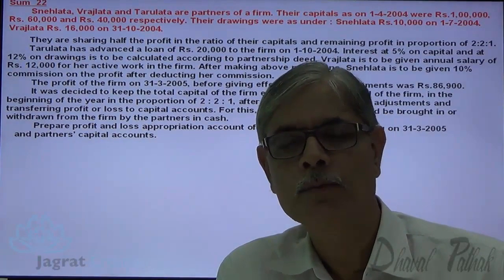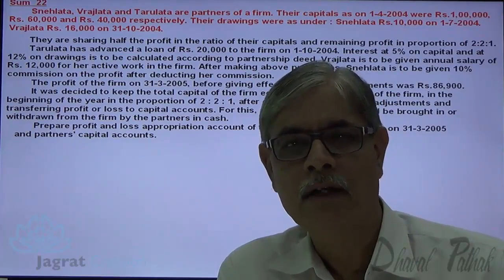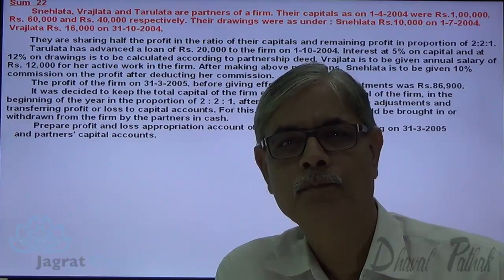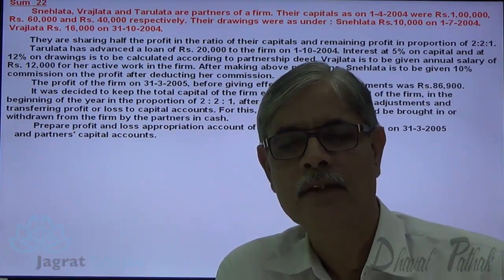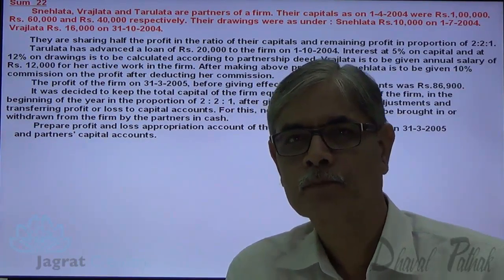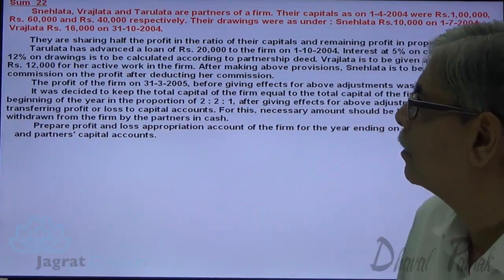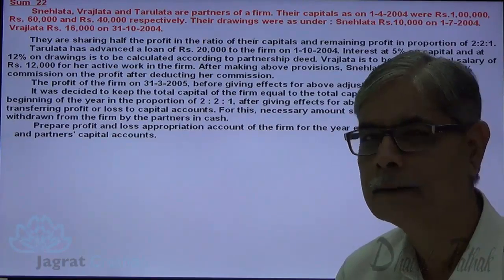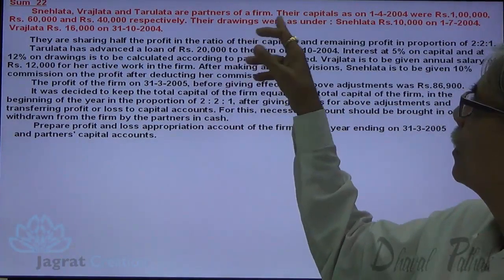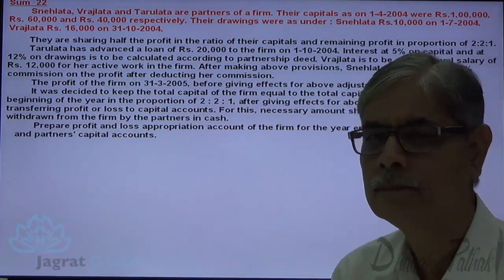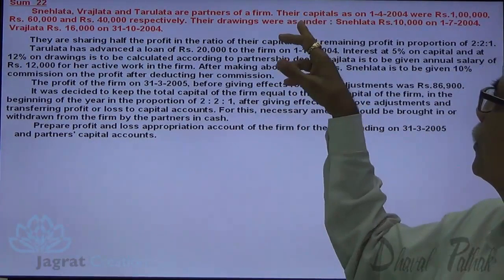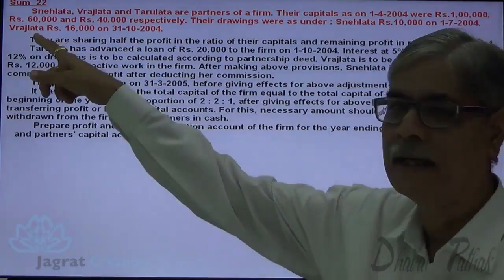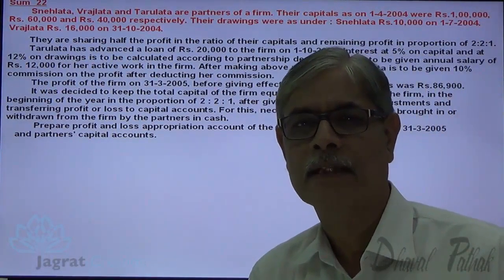First I will read for you. I will mention the steps for the purpose of solving the sum. Then I shall solve the sum here before you. Snehalata, Brajlata and Tarulata are partners of a firm. The capitals as on 1/4/2004 were rupees 1,60,000 and 40,000 respectively.